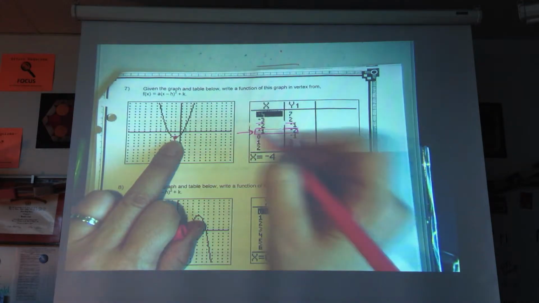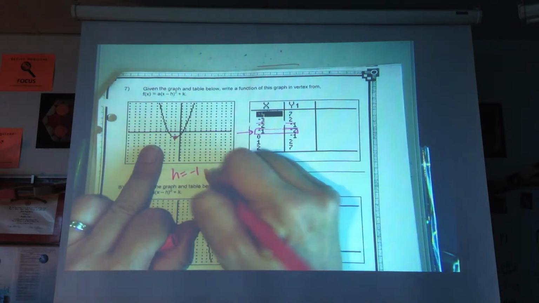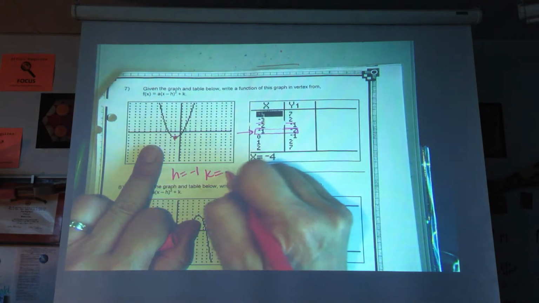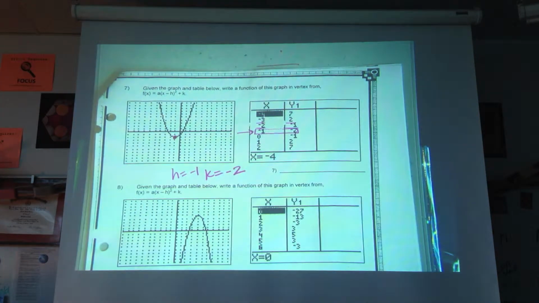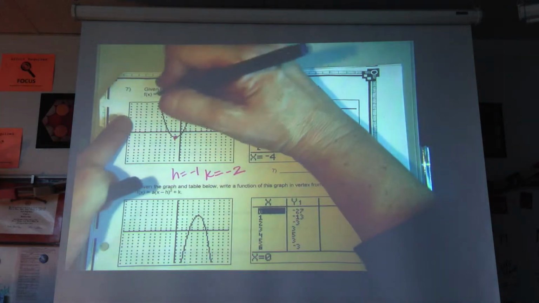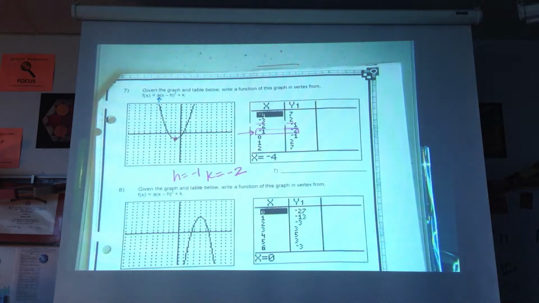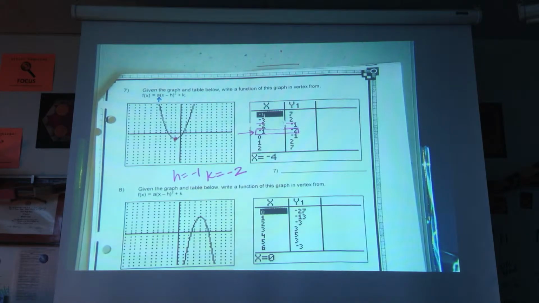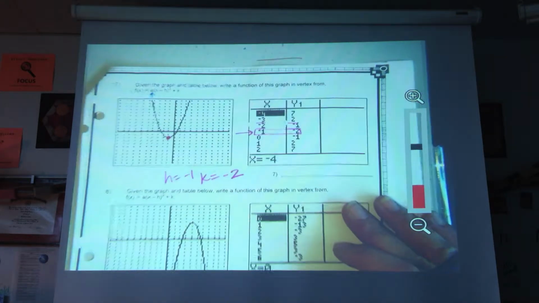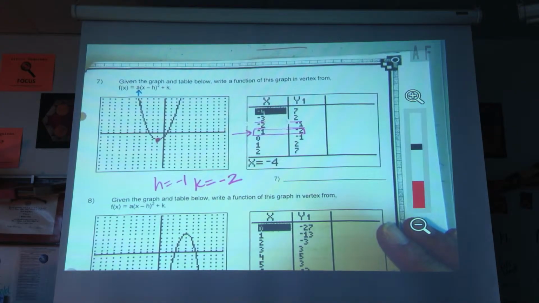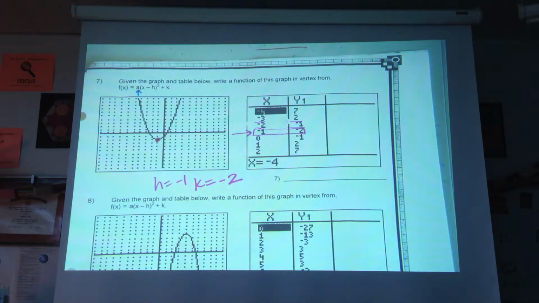So what I know right now is that my h value is negative 1 and my k value is negative 2. The other thing that I need in vertex form, and this is the part you may have been a little bit lost on because it's been a while, is the a value. This goes back to the same type of thing we were practicing and reviewing yesterday. How do we get the a?